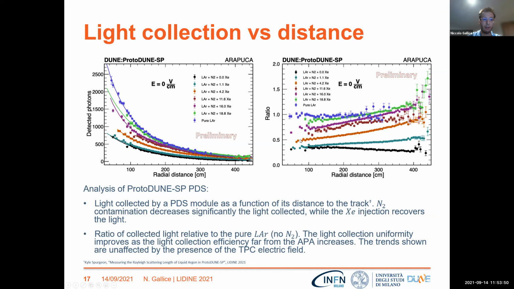On the right, you can see the ratio of the collected light relative to the pure liquid argon, no nitrogen case. So the blue line refers to 1 as being the pure liquid argon case. Then we have the concentration diminishing total light, and then the light is recovered. But furthermore, the light collection uniformity improves as the light collection efficiency far from the APA increases. Here I show the two plots for the 0 volt, 0 electric field case, but the trend remains unaffected by the presence of the TPC electric field.